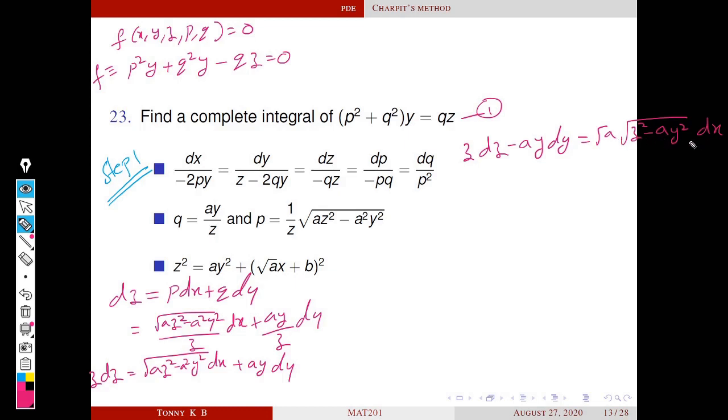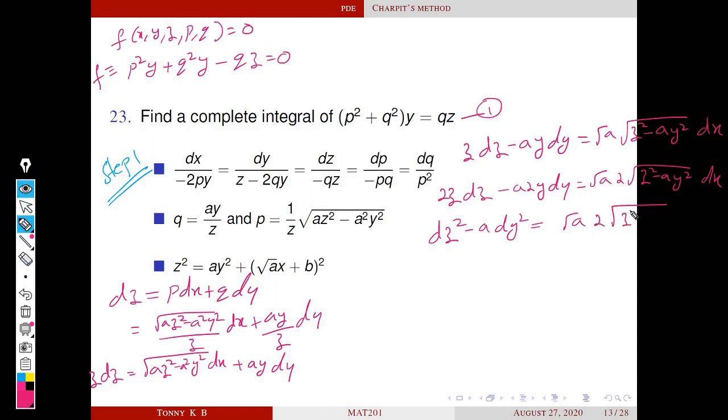Okay, so this is not integrable, so we use another technique, multiply throughout by 2. So this becomes, and this is the differential of z square because the differential of z square is 2z dz. This is the differential of y square. So the left hand side becomes, and a is a constant, so you can write it as d of ay square.